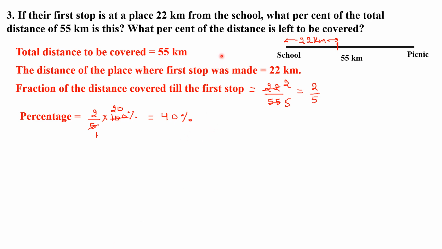Now you have to find out the percent which is left to be covered. If you cover the full distance, it means you have covered 100% of the distance. If you cover from school to picnic, the complete 55 kilometers, it means you have covered 100%. But till now you have covered only 40%. So the remaining percentage will be 100% minus 40%, which will give you 60%.